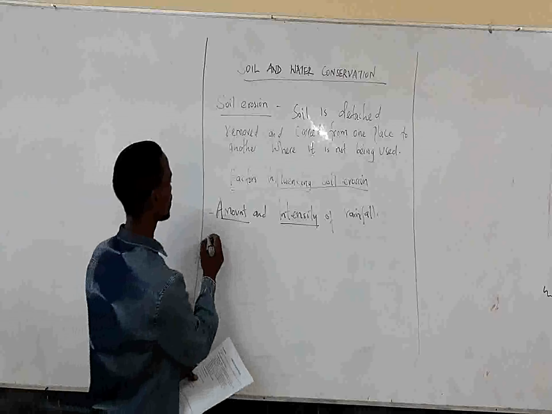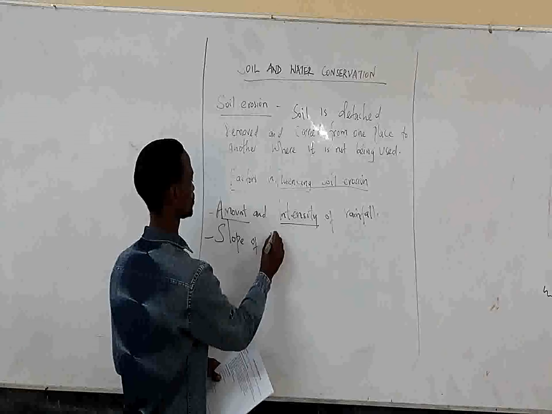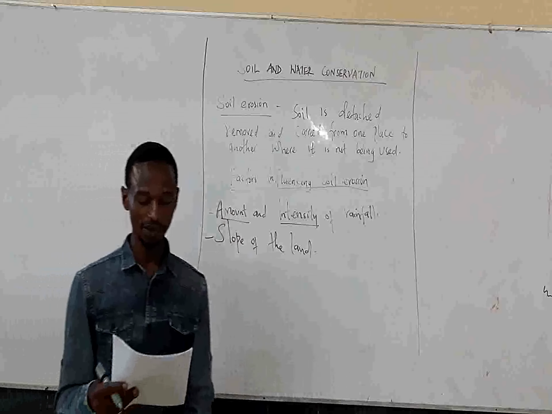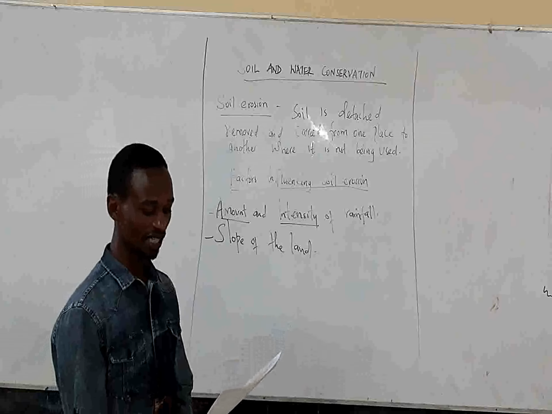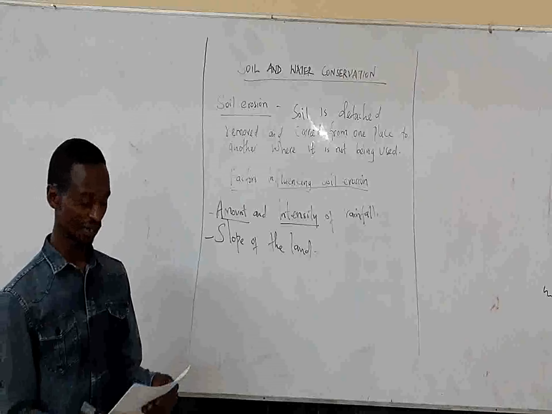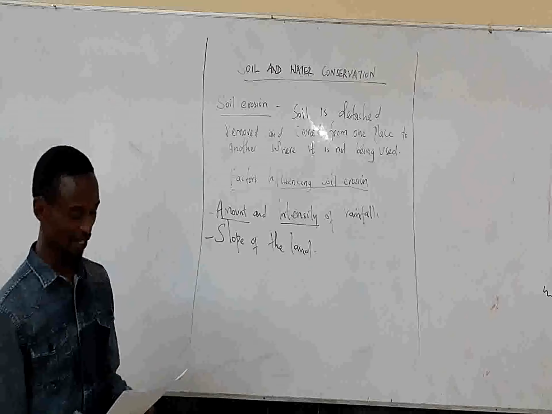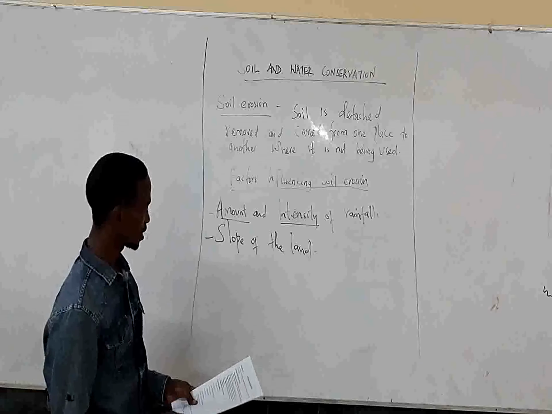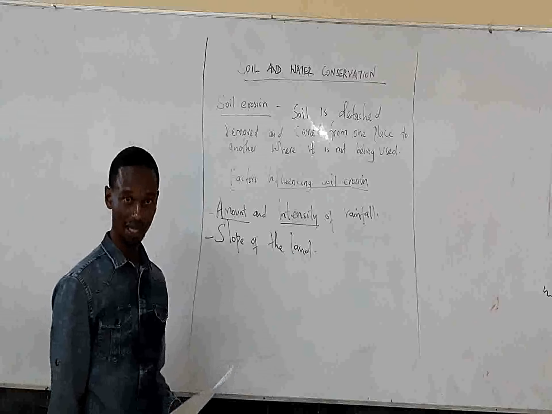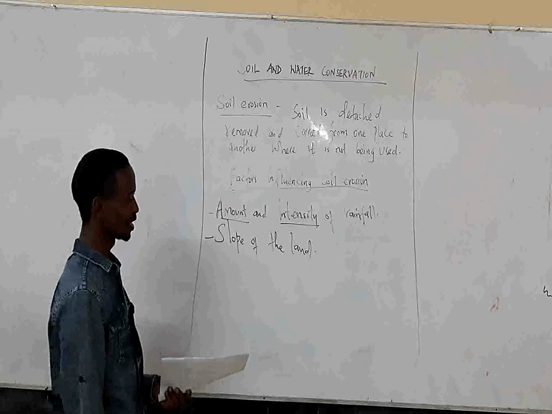Number two, the other factor is the slope of the land. The steepness of the slope determines the speed of runoff, which in turn influences the erosive force of water. So the steeper the slope, the faster the water moves, and thus the rate at which soil erosion takes place increases.